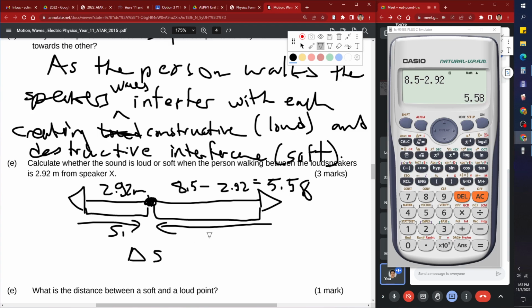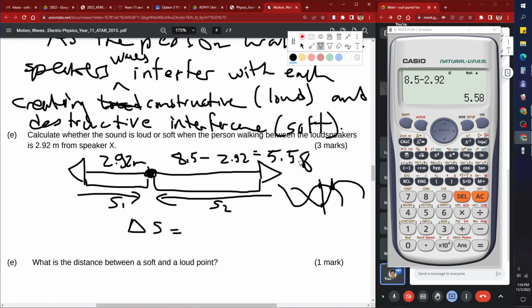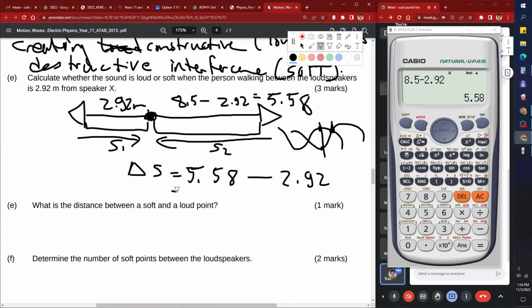Okay, so we got S1, we have S2. The sound has to travel that far before it meets this sound, and it's traveled that far. And by the time they meet, their wavelengths, depending on how far it is from the source, will meet the other wavelengths, and we don't know if it's crest to crest or trough to crest. So there's the soft sound, and there'd be the loud sound, I should say. So we have to find the difference between them. So we take the first distance, S2, which is 5.58, and we minus the second one, or the first one, whatever. Doesn't matter. Just take the bigger one and minus the smaller one. We just want to know the difference in the sound waves, okay?